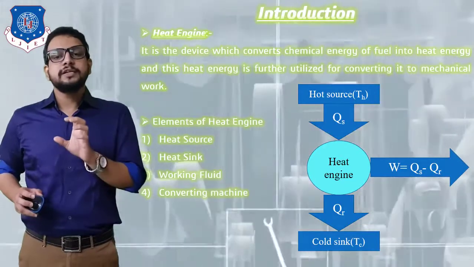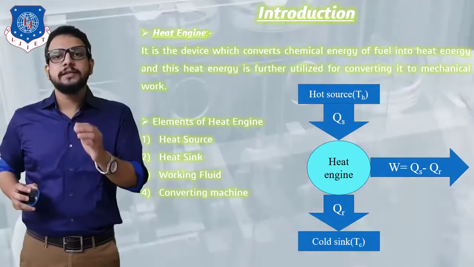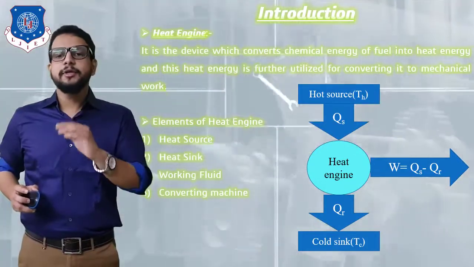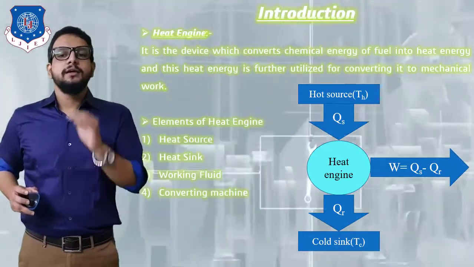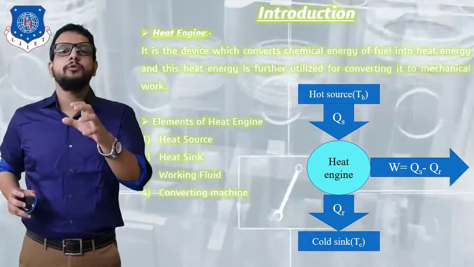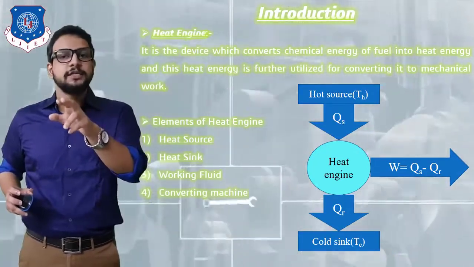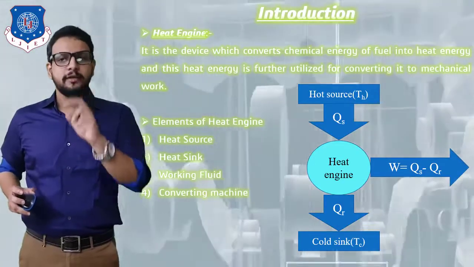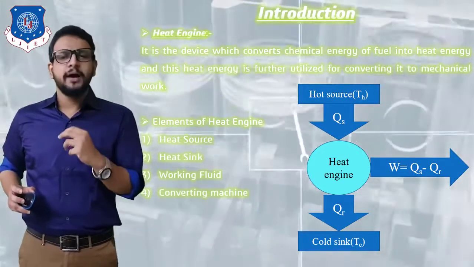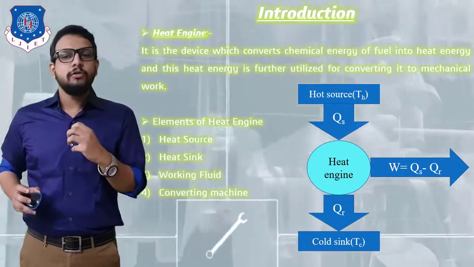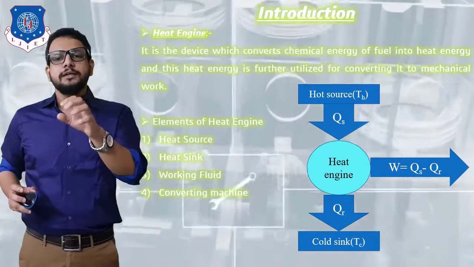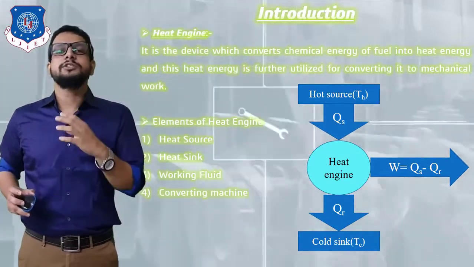Now with respect to these elements of a heat engine, I have shown a flow diagram of a heat engine representing the heat source at a temperature TH, the heat sink at a lower temperature TC, and it represents that the heat engine is going to generate work output, that is mechanical power, W amount. Let's say QS amount of heat is supplied by a heat source to a heat engine, out of which only a certain portion is utilized and the remaining, that is QR, is rejected to the surrounding atmosphere.